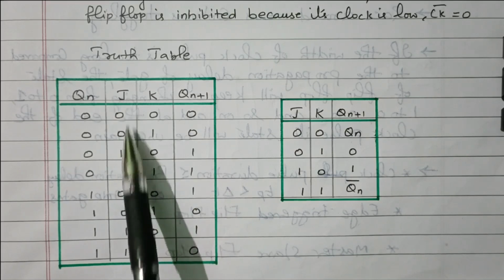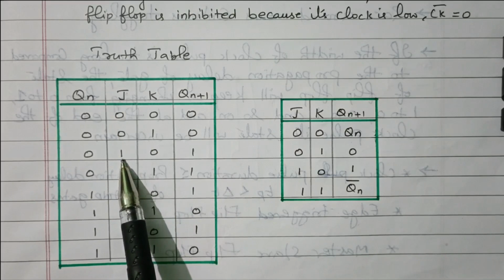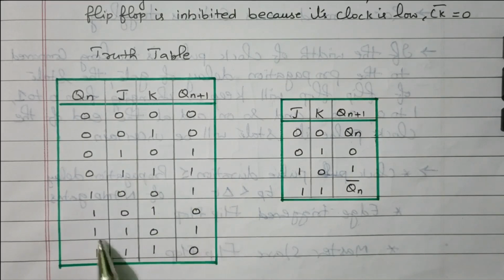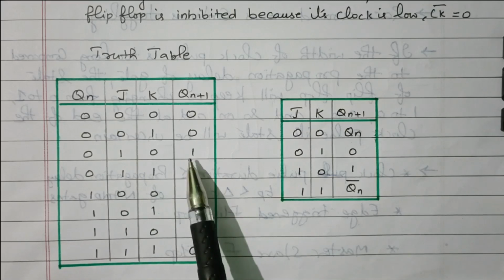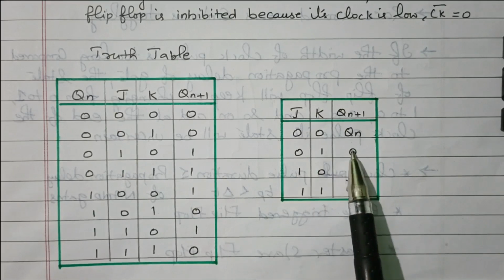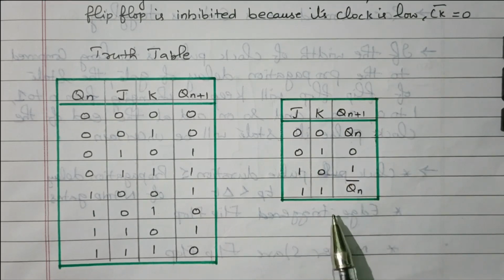Then 1, 0. 1, 0 means the J input is 1. That is set. It will set the output. Set means 1. 0 means 1, 1 means 1. Whatever may be the input, the output is 1. It will set, that is given here. For 0, 1 the output will be 0. For 1, 0 the output will be 1. The next state will be 1.